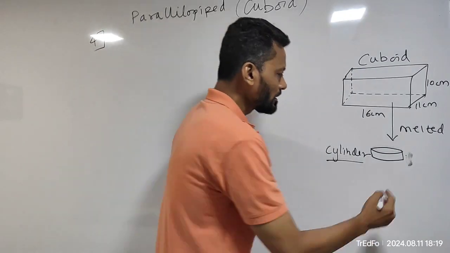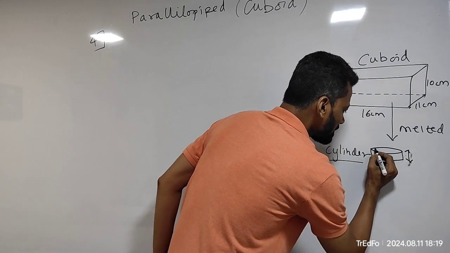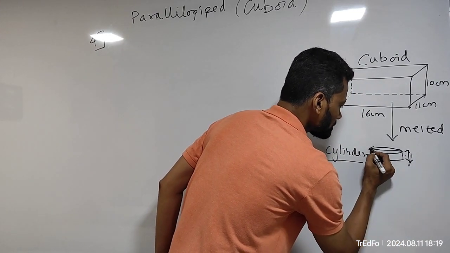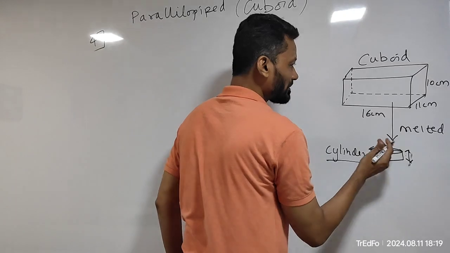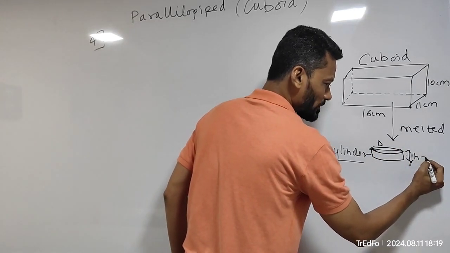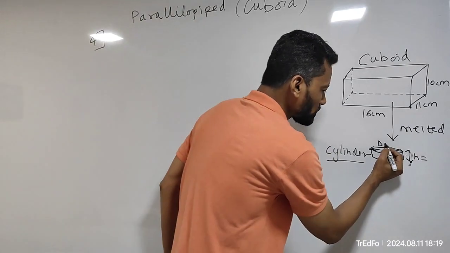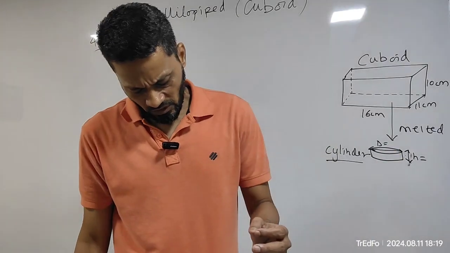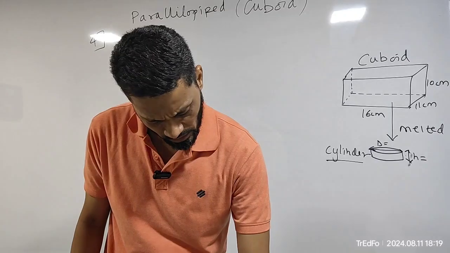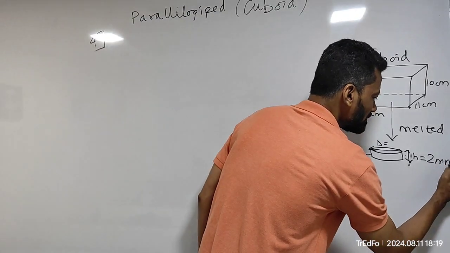So this particular thickness they have given the value, and the diameter over here. Let's understand what it means. The diameter and the thickness becomes my height of the cylinder. And from the diameter we have to find the radius. The thickness given over here is 2 millimeter.